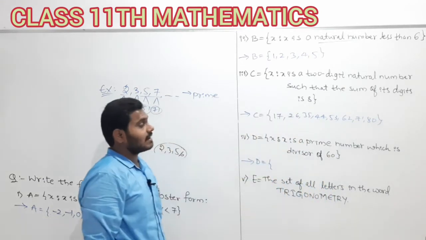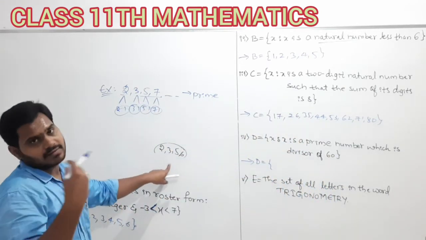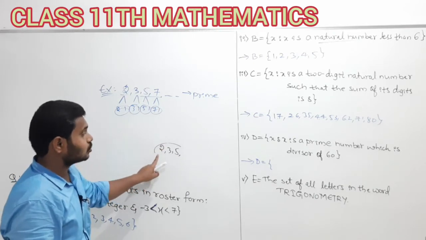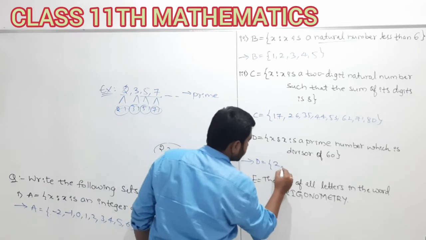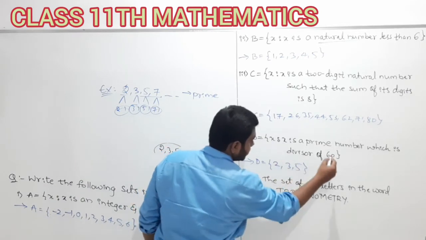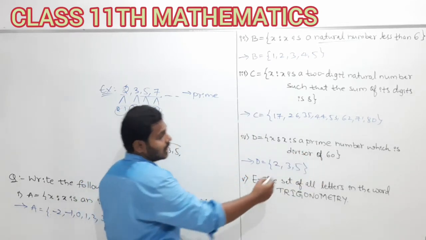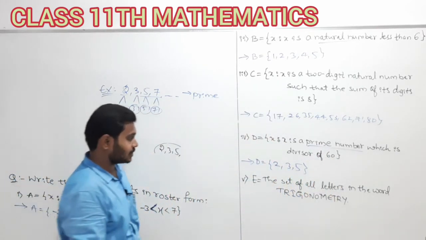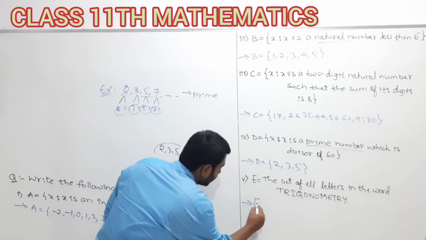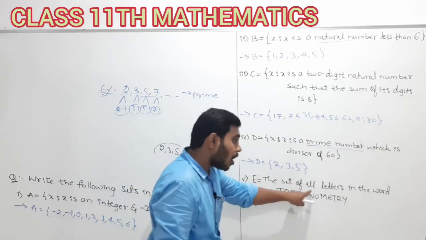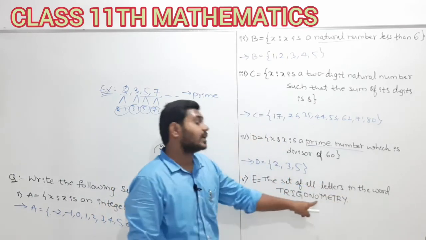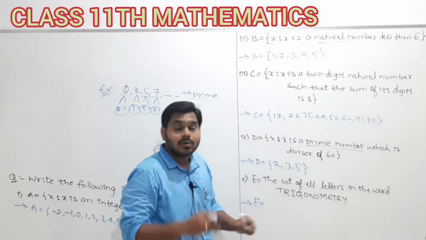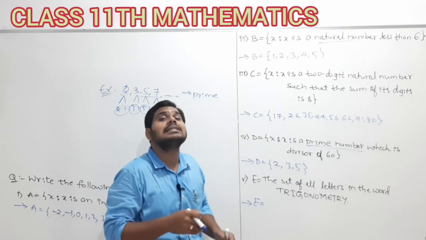So what are the divisors of 60? 2, 3, and so many divisors are there, but among them only the divisors which are prime, that means 2, 3, 5. So my dear students, 2, 3, 5 are the divisors of 60, and all these numbers are prime numbers. Next, my dear students, the next question is: the set of all letters in the word trigonometry. So what they are asking is, in trigonometry, what letters are there, that we should list out, my dear students.